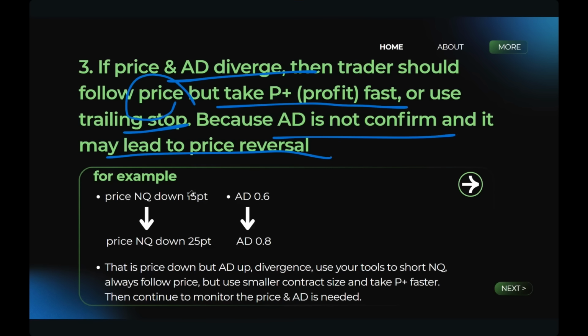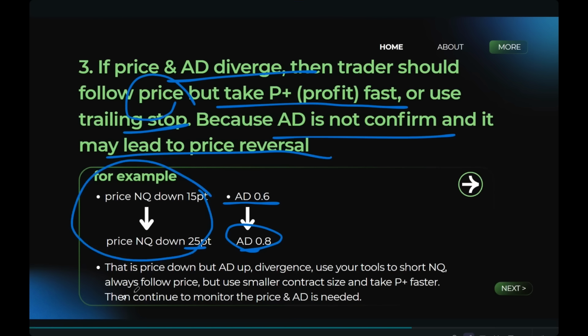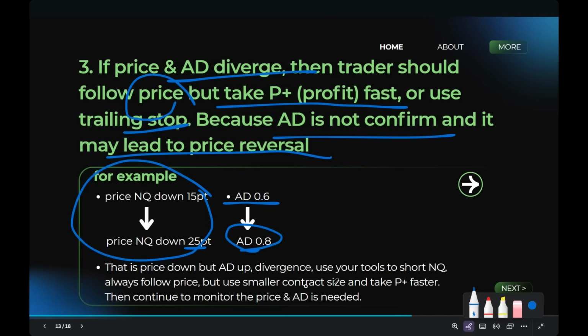Example, NQ down 15 points. Later, it is down more, down 25 points. When it was down 15 points, AD is at 0.6. But when NQ continued down 25 points, AD went up. This is what we call divergence. Use your trading kit to short NQ because we are trading NQ. We still prefer short. Always follow price, but use smaller contract size and take profit fast. Then continue to monitor the price and the AD if needed.